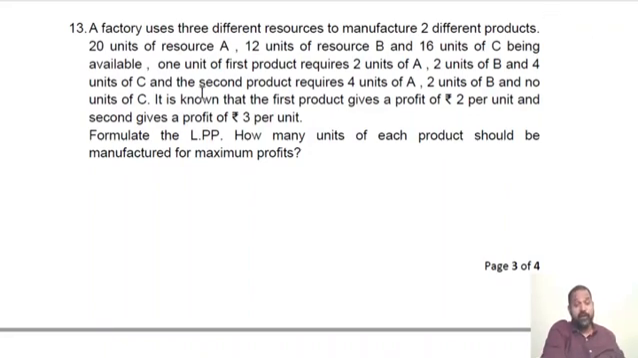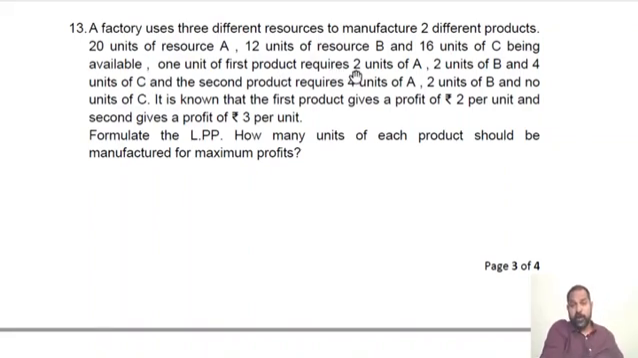So the total availability of resources A, B, C is: A is available for 20 units, B for 12 units, and C for 16. Now that can be anything. It could be paint available, so I have 20 liters of paint. B could be manpower, 12 hours of B available. C could be raw material in kgs, so I have 16 kgs of C available. It could be anything. They have written it in units, so we'll consider it in units.